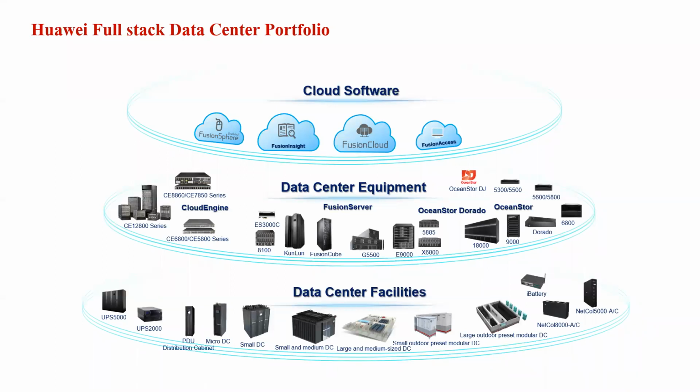On top of the baselines, we have the data center equipment product lines: the network product lines and the compute product lines, with the FusionServer and the Kunlun server, and the storage product lines. In storage, we have enterprise storage, mid-range storage, and enterprise-level storage. In enterprise, we have the Dorado all-flash storage.